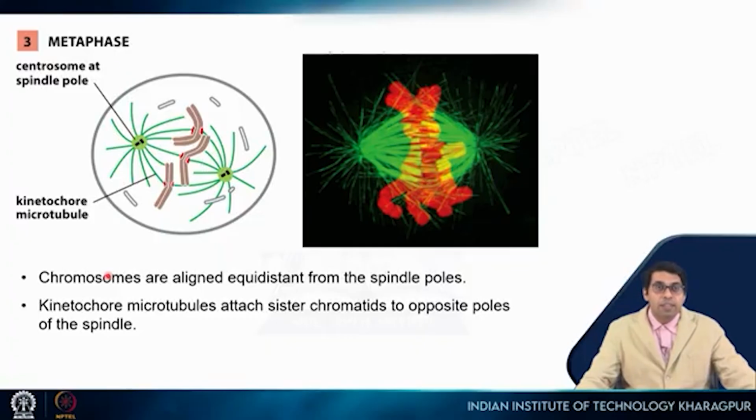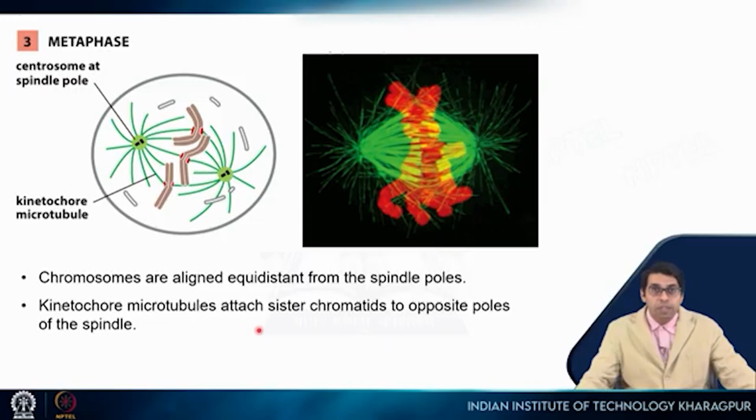In metaphase, the chromosomes are aligned equidistant from the spindle pole. So this is something that is very important because the cell has to ensure that these two sister chromatids, one goes to this side and the other one goes to this side. So to ensure that all the sister chromatids are arranged at this plate at the center of the cell.